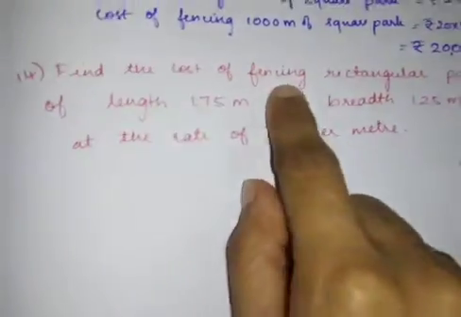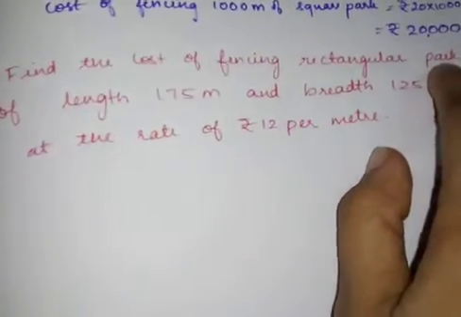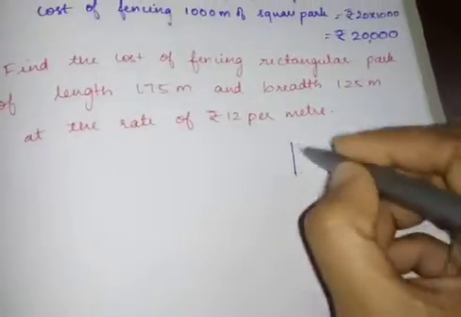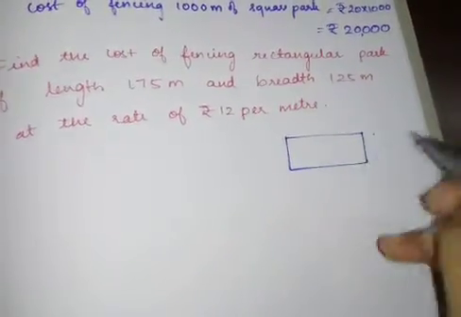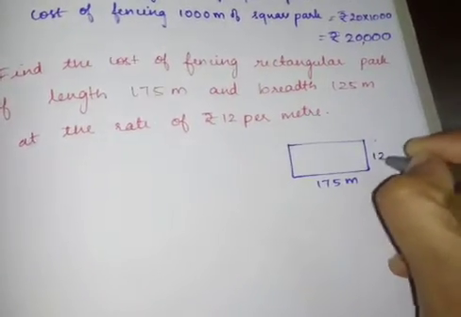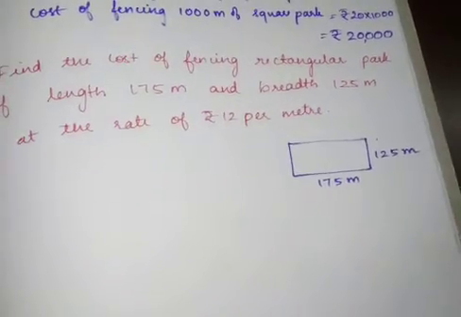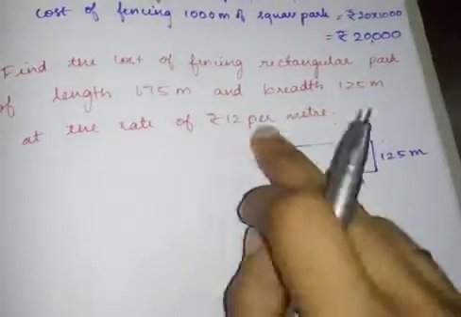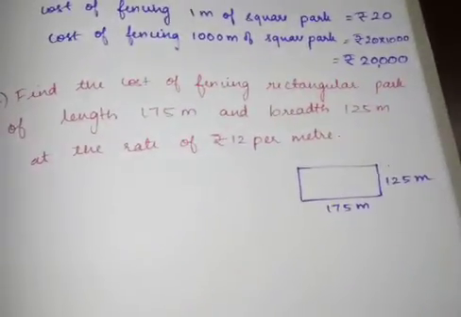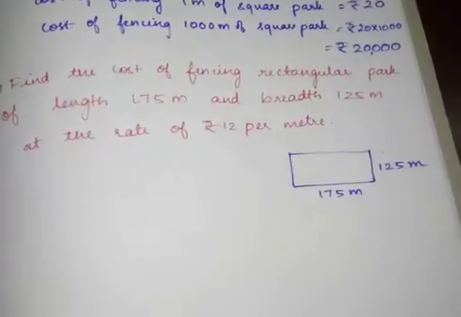Find the cost of fencing a rectangular park. Okay, the last question was your square park. This was your rectangular park, of length and breadth. Obviously, this rectangular park has length 175 meter and breadth 125 meter, at the rate of 12 rupees per meter. So we are supposed to find the cost of fencing the rectangular park.